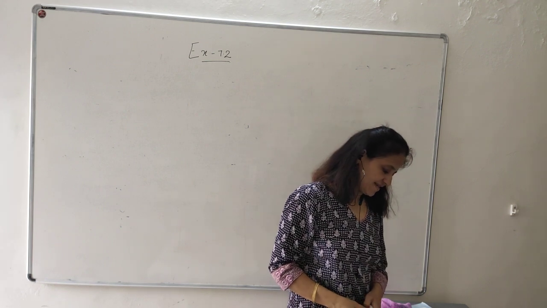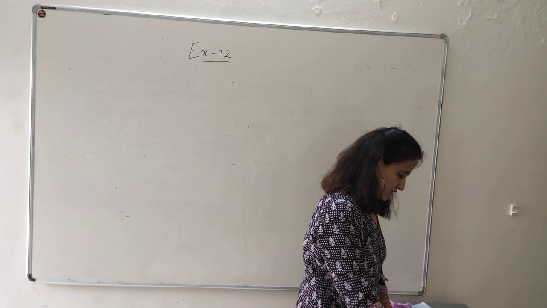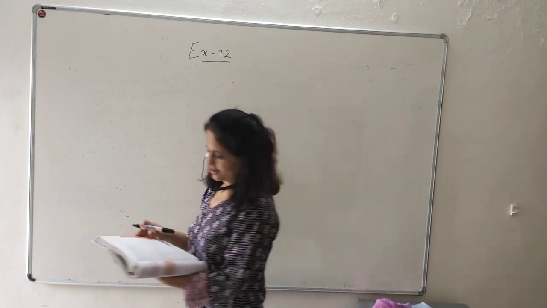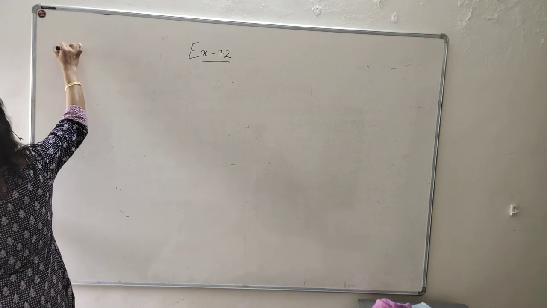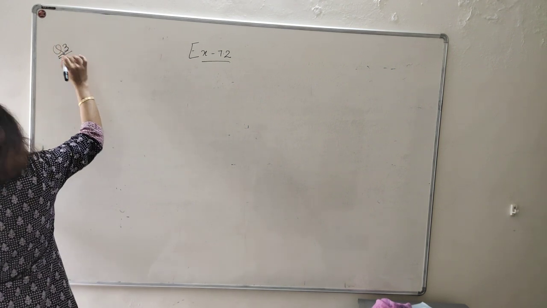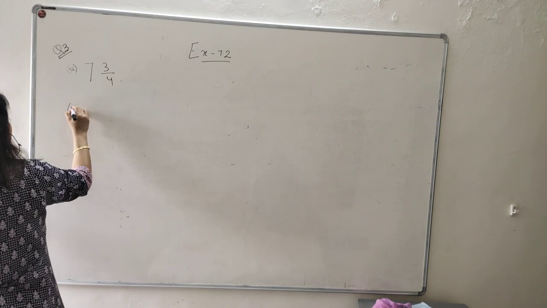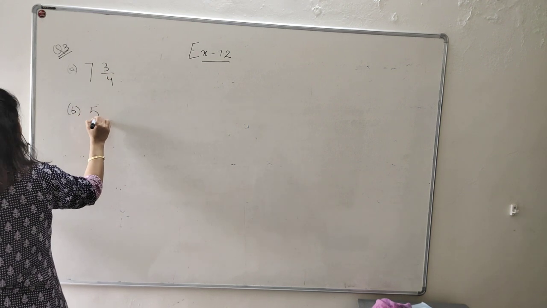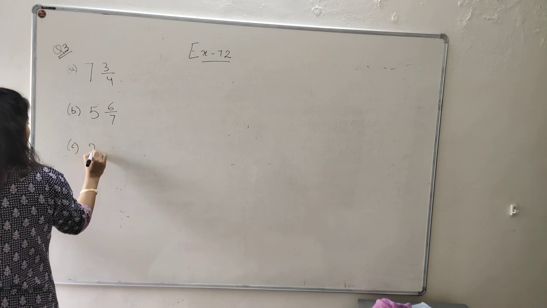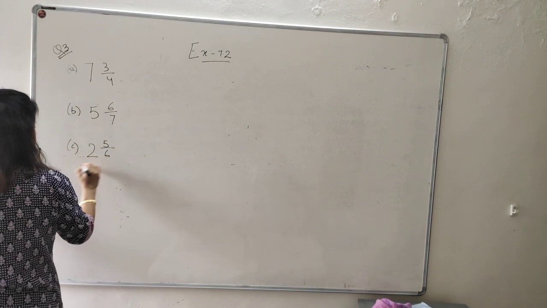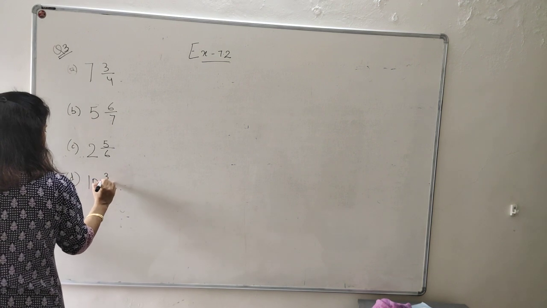Express the following as improper fractions. This is a 1 mark question. The mixed fractions are given to you. You need to write the question. I am not writing. 7 whole 3 upon 4. 5 whole 6 upon 7. 2 whole 5 upon 6. 10 whole 3 upon 5.